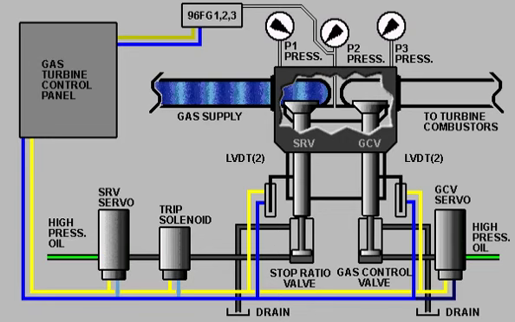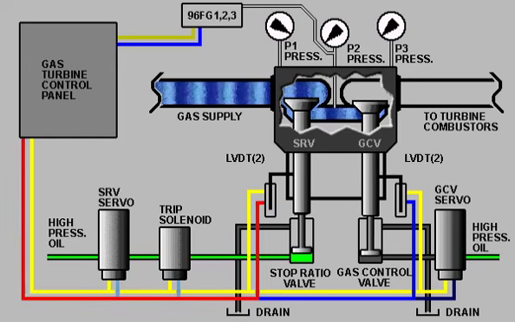When the control system initiates the firing sequence, a signal is sent to the trip solenoid valve and to the servo valve. The trip solenoid valve allows hydraulic control oil from the servo valve to flow to the servo actuator. The flow of hydraulic oil opens the stop-speed ratio valve. This moves the core of the LVDTs, sending a signal relative to valve position to the control system.